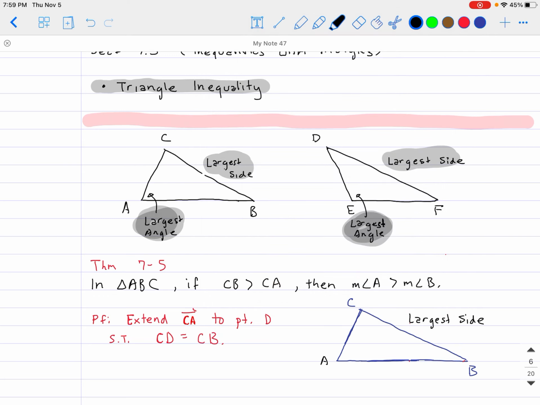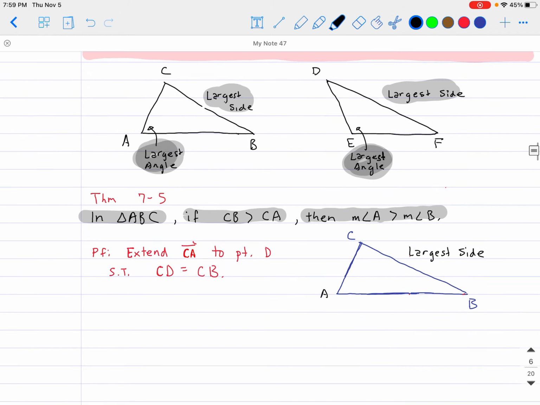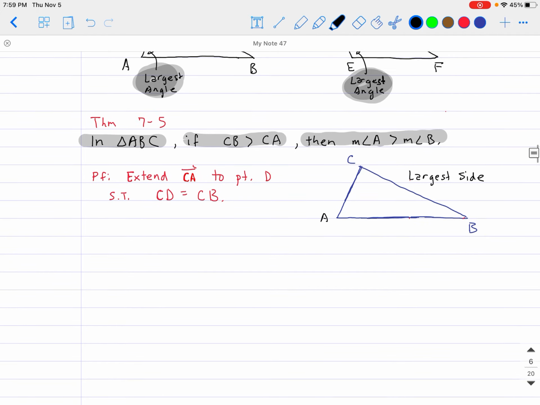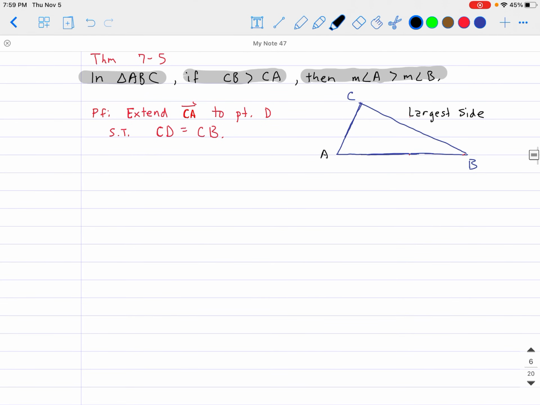So here it says that in triangle ABC, if CB is greater than CA, then the opposite angle of CB, which is the measurement of angle A, is greater than the measurement of angle B, which is opposite of CA. All right, so here on the right-hand side, again, you can see the picture. And we're now going to look at the proof of this.